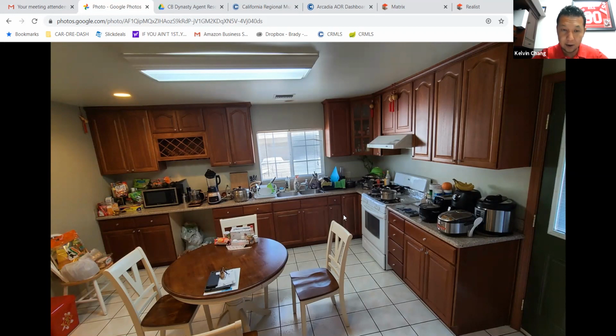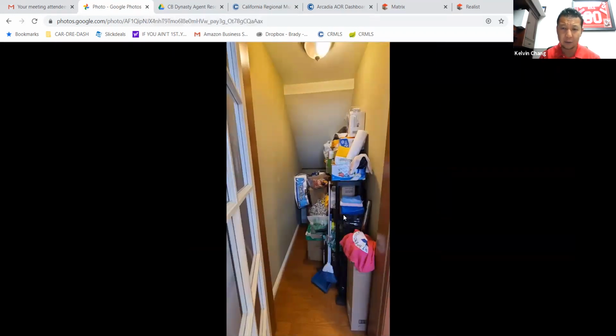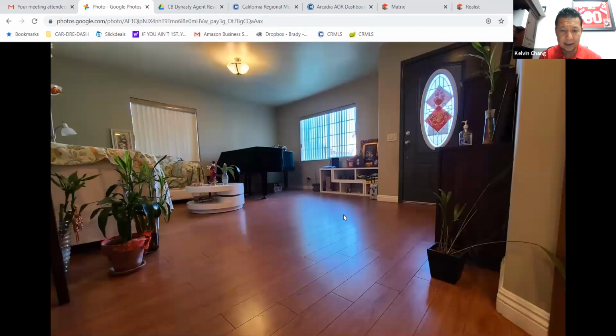Lots of storage or counter space. There is a pantry as well. The flooring is a laminate flooring with good shape. It's in good condition. I walked through everywhere, not too many scuff marks and whatnot. Interior looks kind of neat, not too messy.